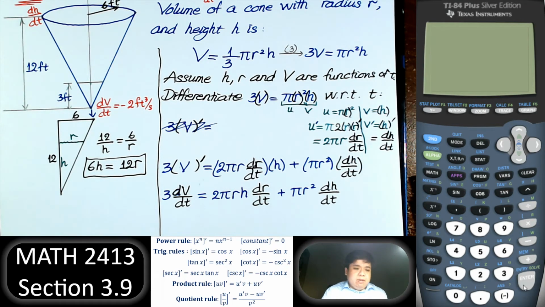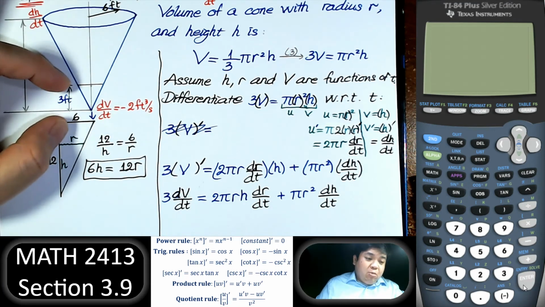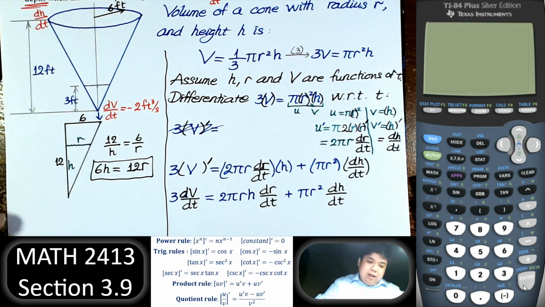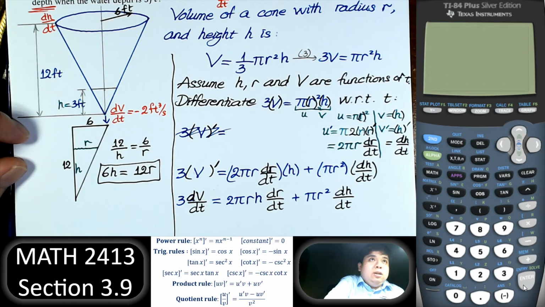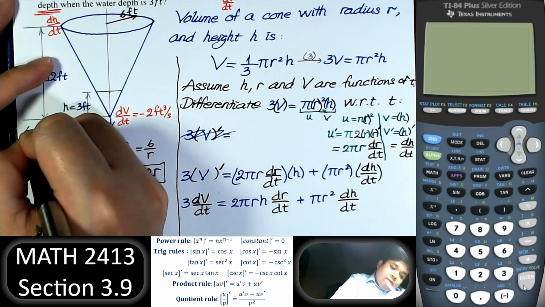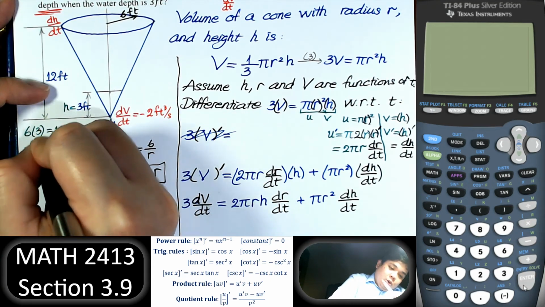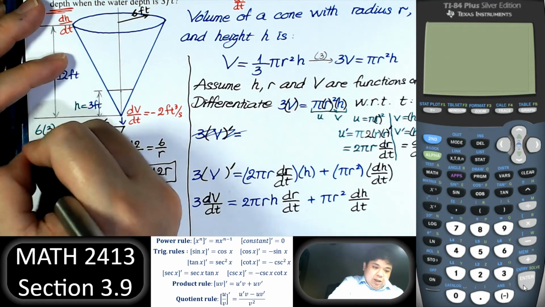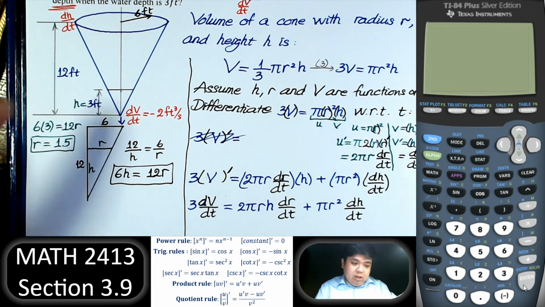So what do we have? dV over dt, that we know for sure. We know the depth of the water at that moment is going to be 3. So h is equal to 3. If h is 3, we can solve for r easily. 6h, 6 times 3 equal to 12r. So r is equal to 18 divided by 12, so 1.5. The radius is half the height in this case.